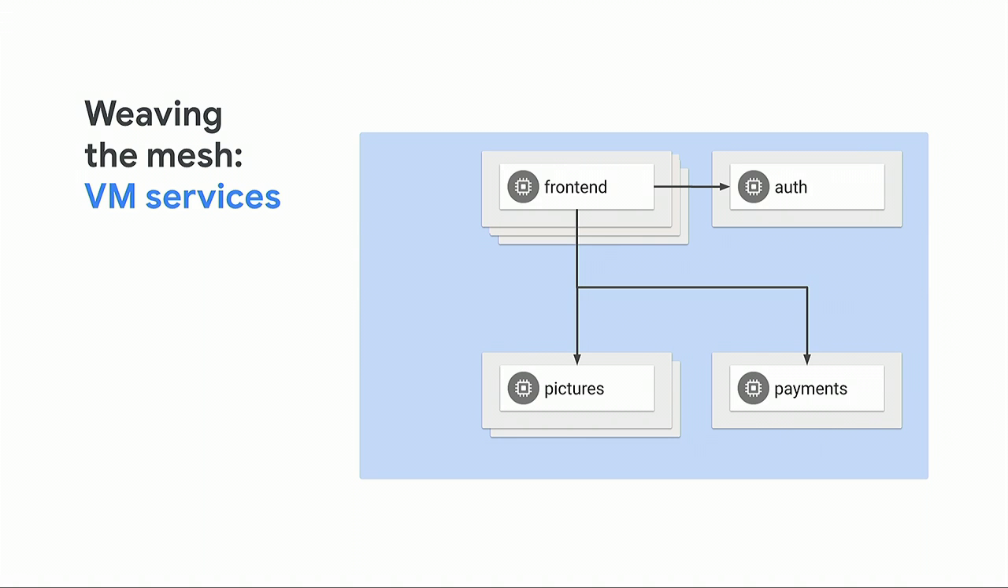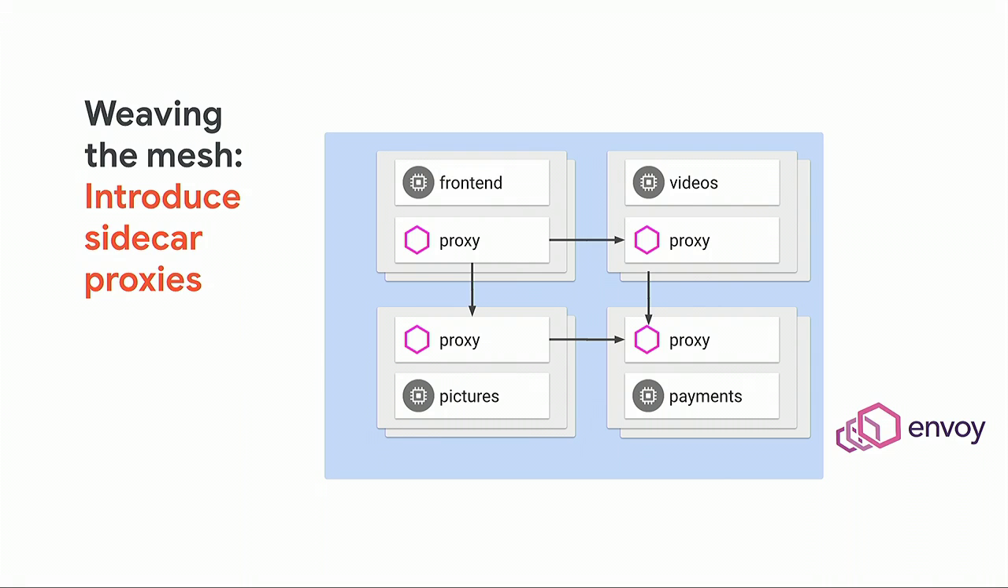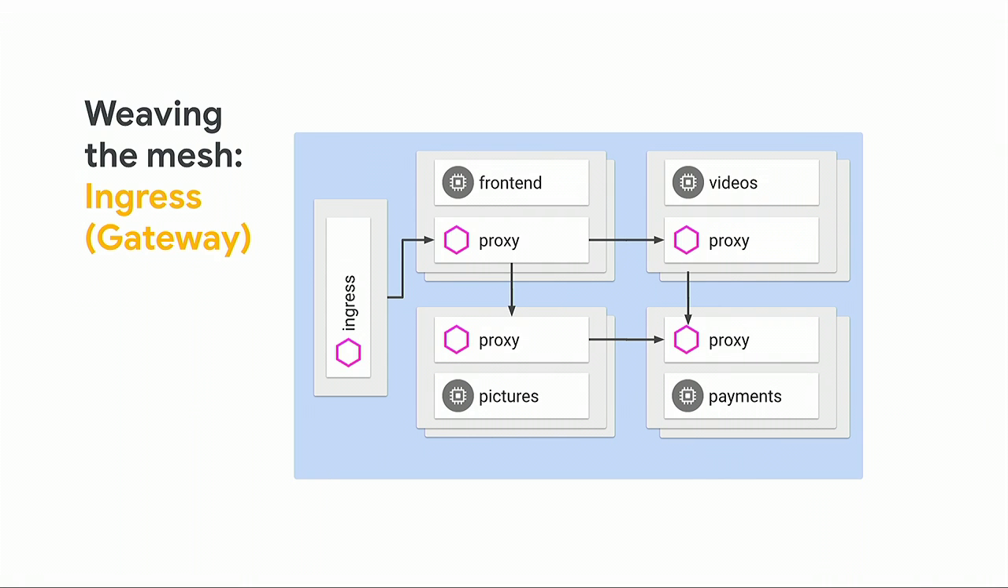So what was their blueprint? What did they do? The starting point was a VM-based set of services. Obviously, this is just a very small subset of what services they ran. Then they added the sidecar proxy to their VM-based services. They also deployed an ingress.